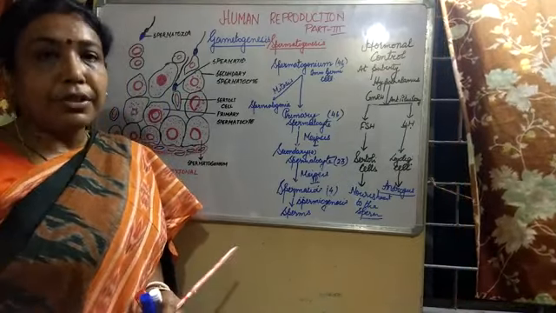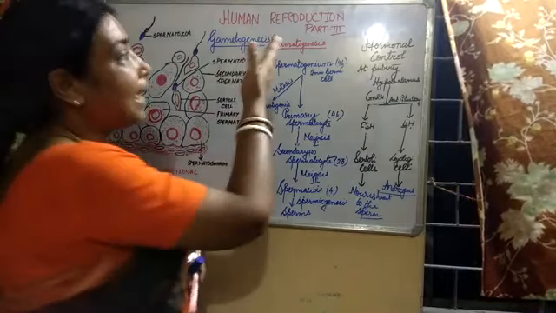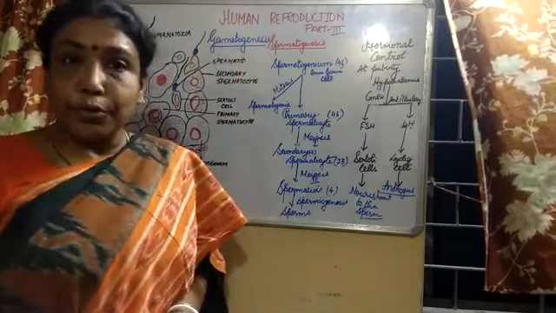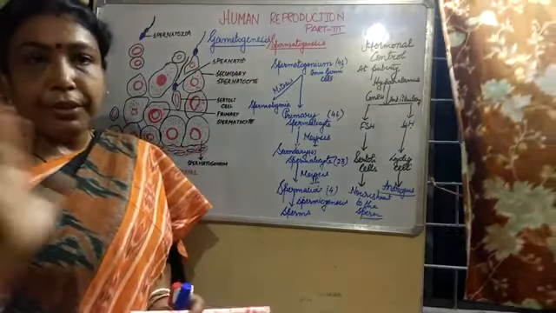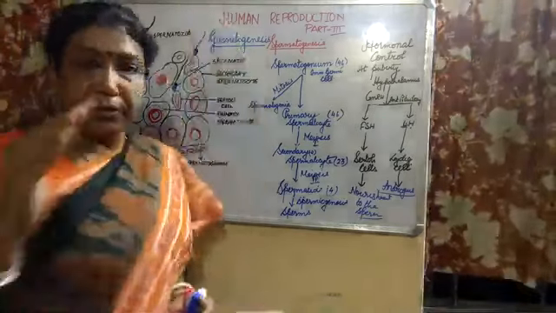So that's all for today, children. Next class, part 4, we will most probably be taking up oogenesis, and the structure of the ovary and all, the sectional view of the ovary.